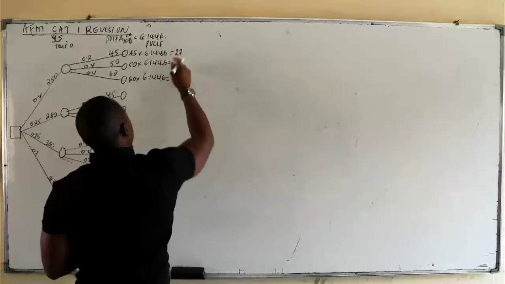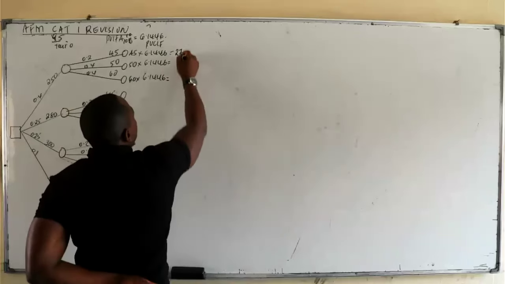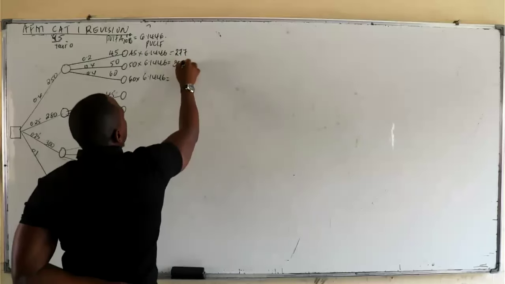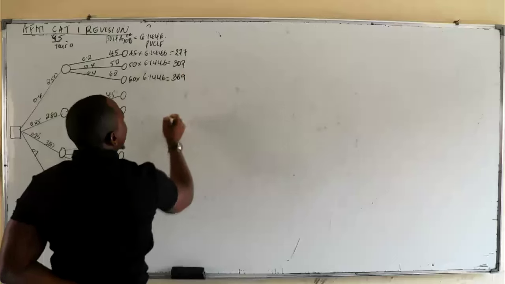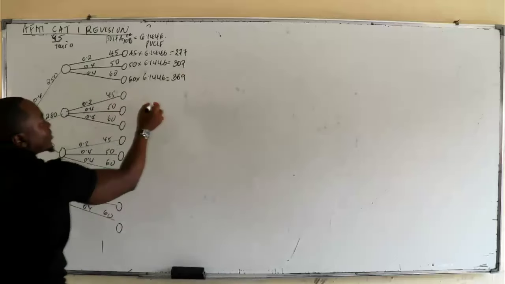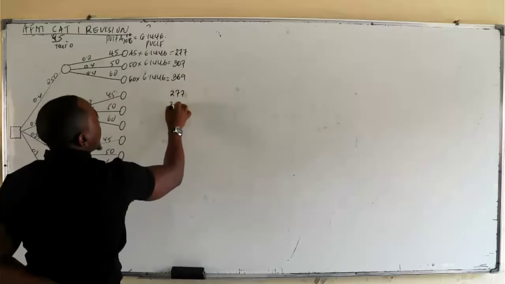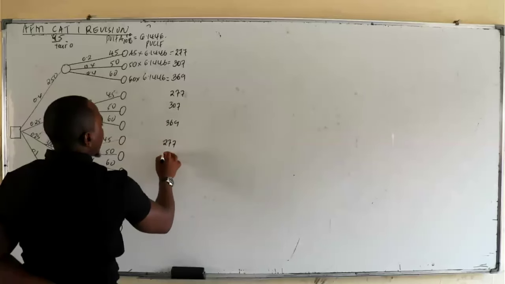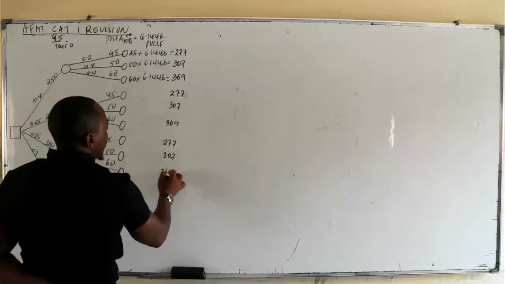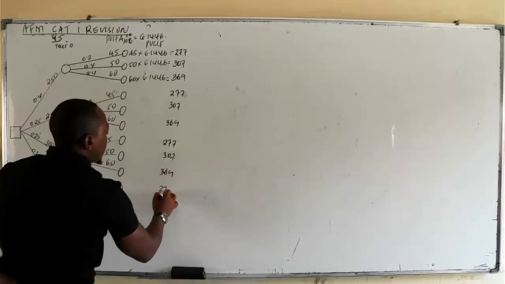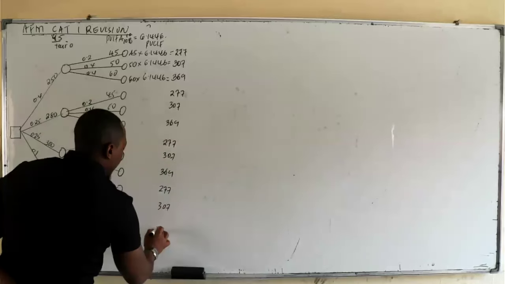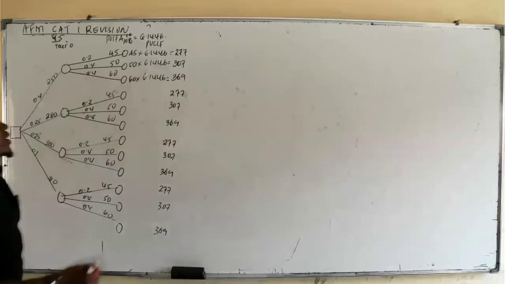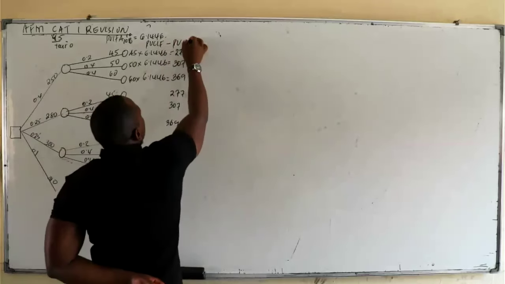270. Let's just round off to make our work easier. 277, 307, 360. So they are the same. 277, 307, 360. And that's how you get the present value of cash inflow. Then you deduct present value of cash outflow.